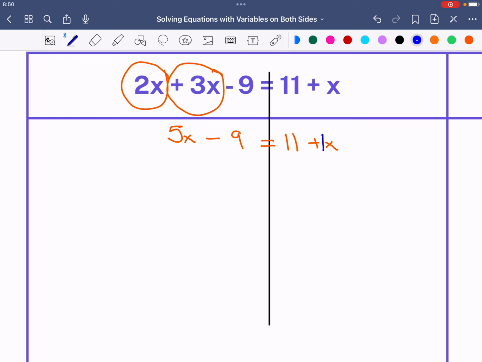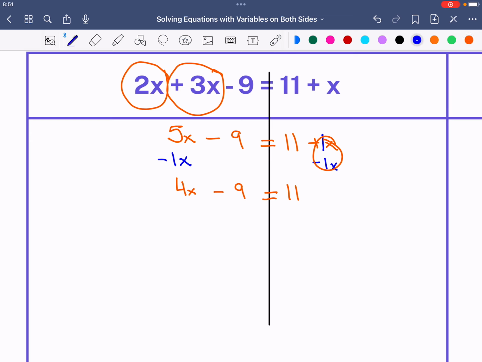1x is smaller than 5x, so I'm going to move that one. Opposite of plus 1x is minus 1x. Anything I do to one side, do to the other. Again, line up those like terms. Okay, so 5x minus 1x is 4x. Bring down the minus 9 equals 11. 1x minus 1x is 0, so that just goes away.